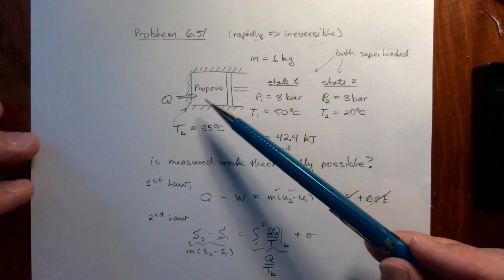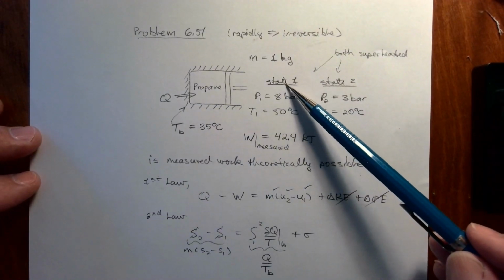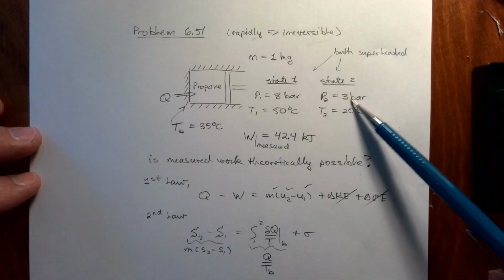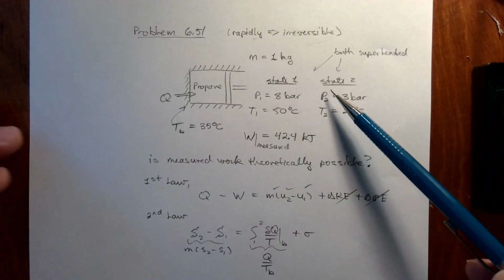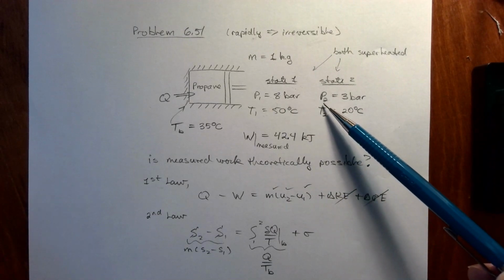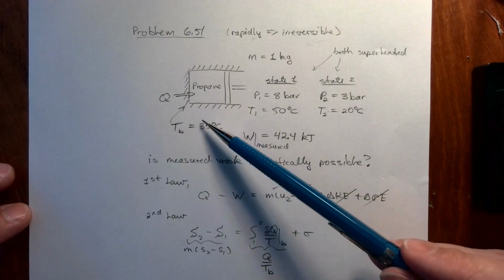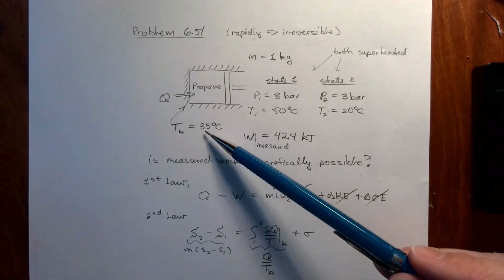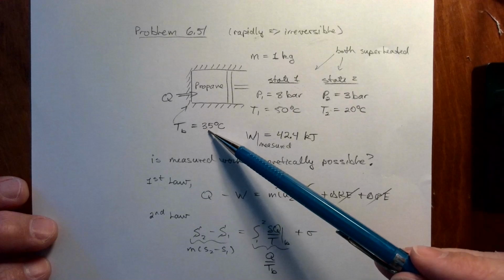So in this problem, we have propane. Propane starts at a given state, a pressure and a temperature. And so the pressure is reduced and the temperature is also reduced, so it's probably going through an expansion. We could check the specific volumes of both of those. I'm very certain it's going through an expansion. And so it's being heated as it's going through this expansion. It's giving you, in this case, the temperature of the boundary, right? So we'll use that to evaluate that integral of dQ over T term.